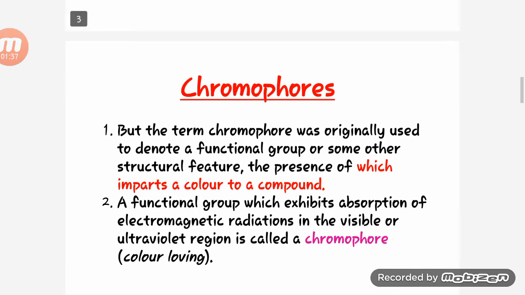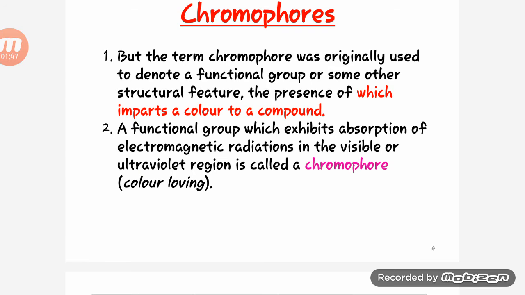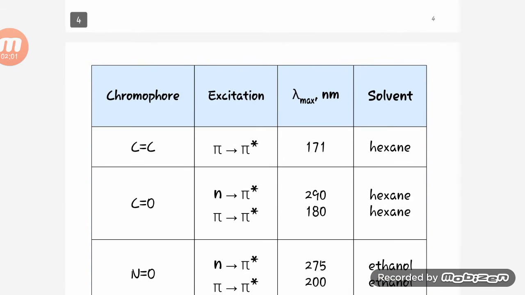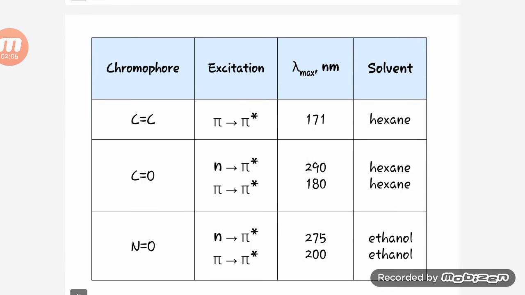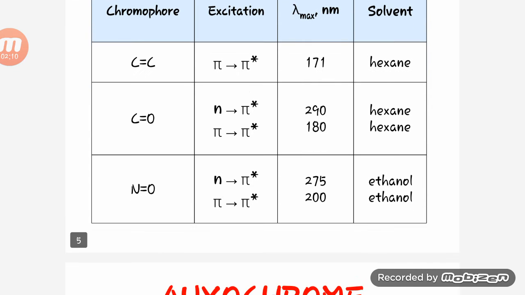The term chromophore was originally used to denote a functional group or some other structural feature, the presence of which imparts a color to a compound. A functional group which exhibits absorption of electromagnetic radiation in the visible or ultraviolet region is called a chromophore. So for chromophore, excitation, lambda max and solvent, you can see this table and you can check.